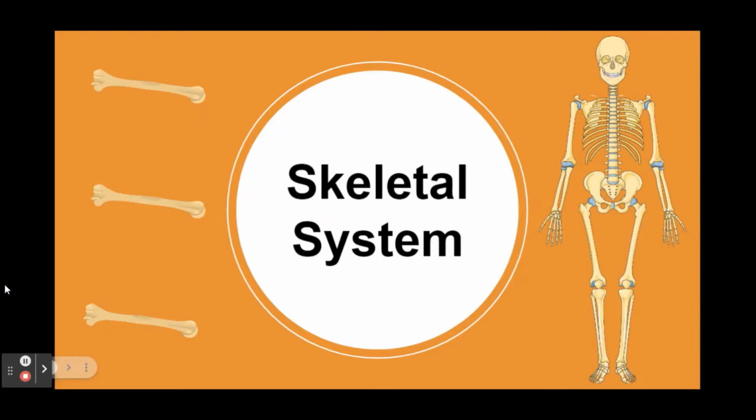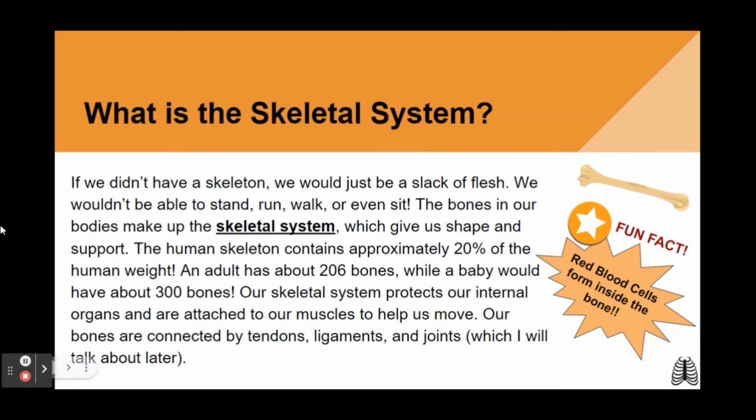BioBlast, the skeletal system. What is the skeletal system? If we didn't have a skeleton, we would just be a slack of flesh. We wouldn't be able to stand, run, walk, or even sit. The bones in our body make up the skeletal system, which gives us shape and support. The human skeleton consists of approximately 20% of the human weight.